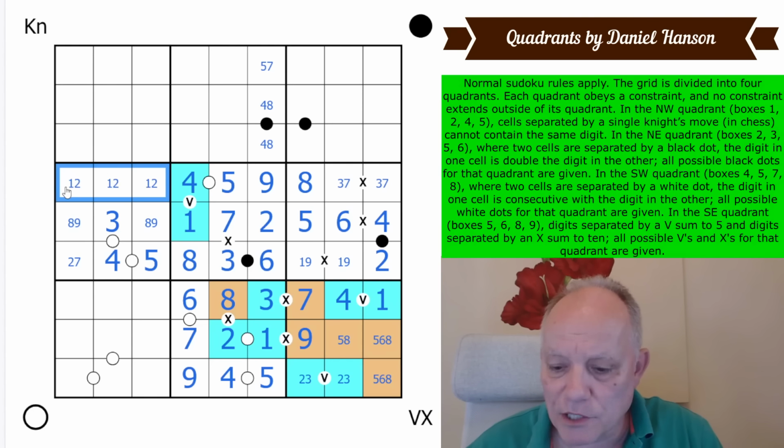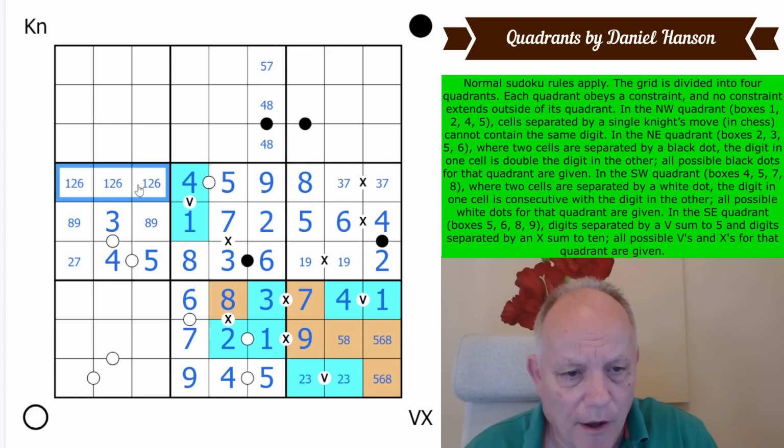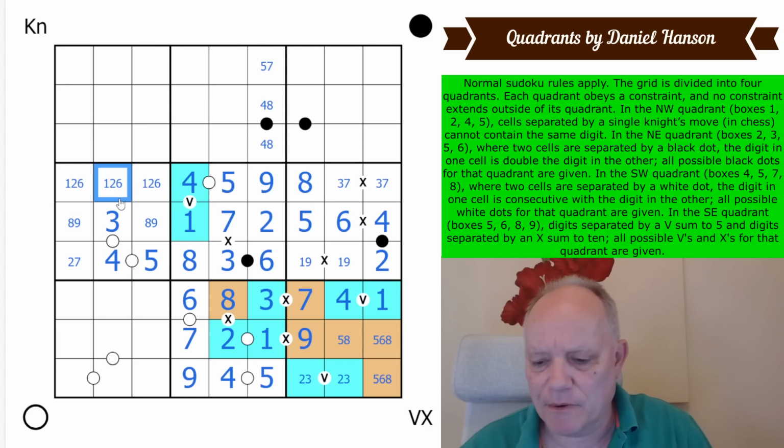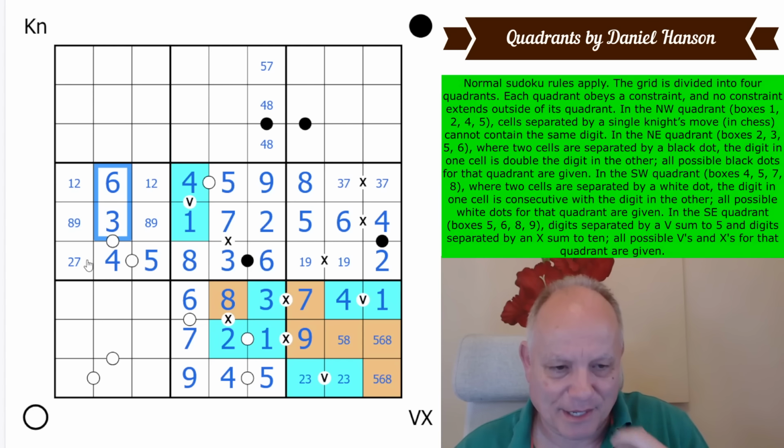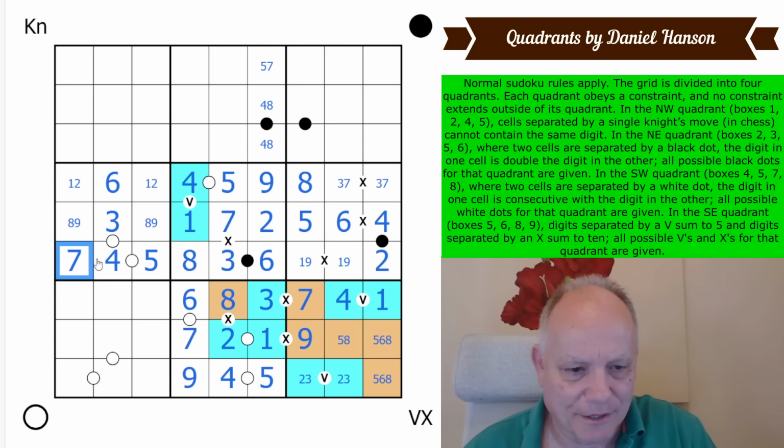These digits are 1, 2, 6. That's a lovely group within the white dot quadrant because 6 has to chaperone the 1 and 2 away from each other. Otherwise, they would have a white dot. And look, 6, 3 is fine there because we're not in the black dot quadrant. It is a strange puzzle, isn't it, to get used to.